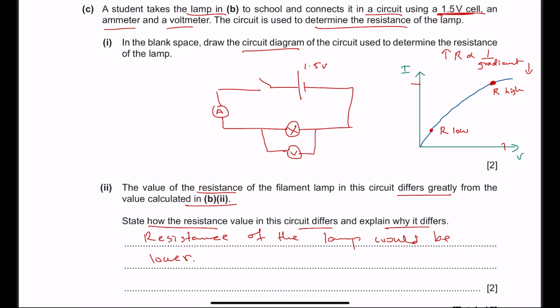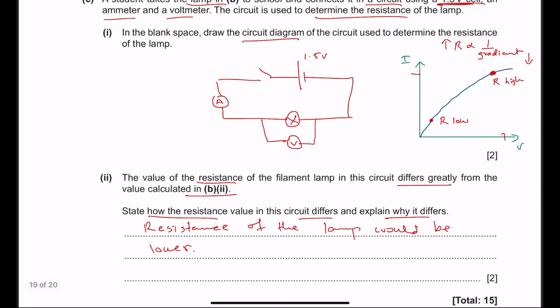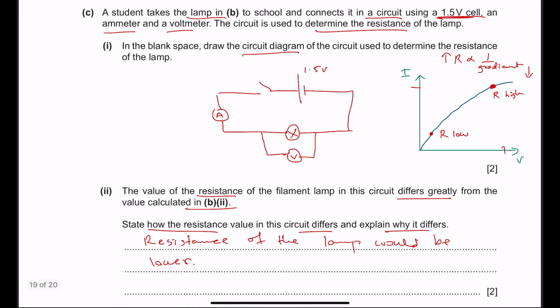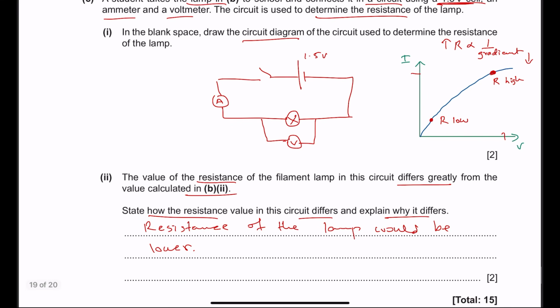Now we have written down our answer, but we have to also explain why it differs. Well, this actually has to do with the temperature of the filament. The hotter the filament, the more its particles vibrate, and therefore the harder it is for the free electrons to pass through the lamp. Now, for a colder temperature, the atoms are vibrating much less, so therefore it's much easier for the electrons to flow through the filament, and therefore the resistance is lower. So the reason would be temperature, lower temperature.